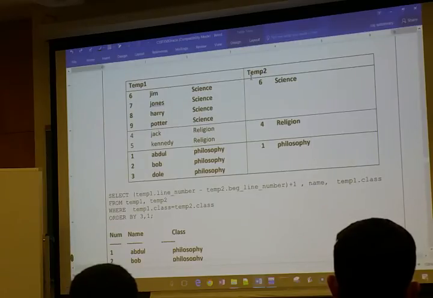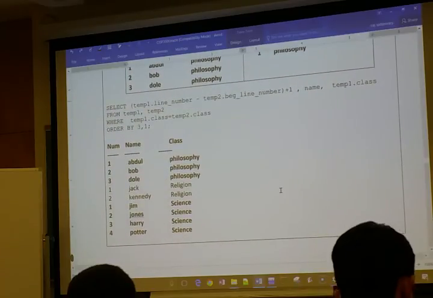And I'm going to lock these 2 tables in based on the actual classes. So all of these sciences are going to be tied to this one right here. So notice temp1 class to temp2 class. And I'm doing some ordering here as well, just so that I can display things. But then I take the line number in temp1, subtract it from the line number from this one right here, and I add 1 to it. And so what I'm left with is this thing right here.